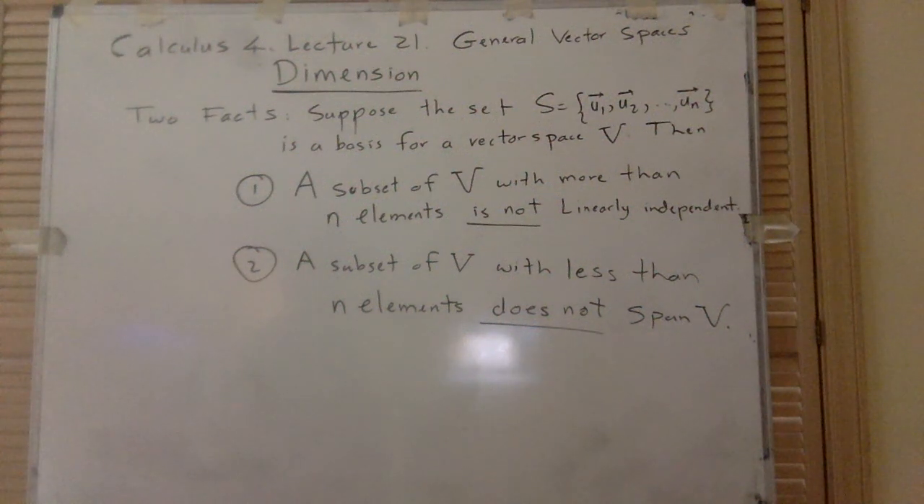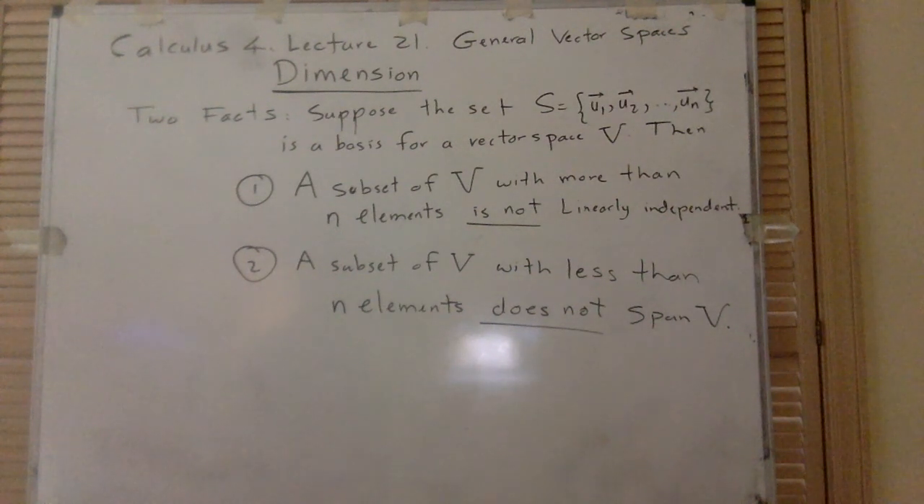Okay, Calc 4, Lecture 21, General Vector Spaces: Dimension. Now, two facts. Suppose the set S with n vectors is a basis for a vector space V, which means that this is a linearly independent set, and it spans V. Then, one, a subset of V with more than n elements is not linearly independent.